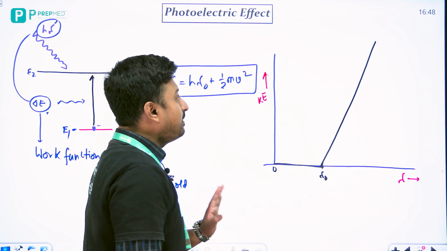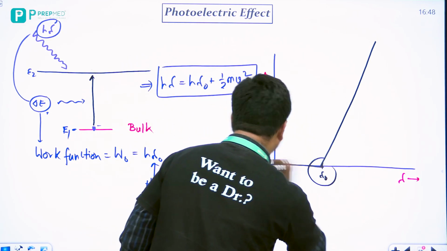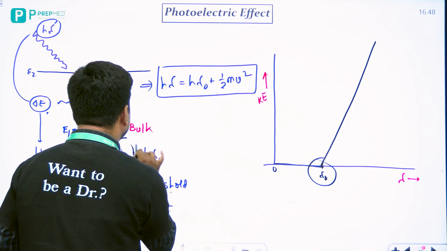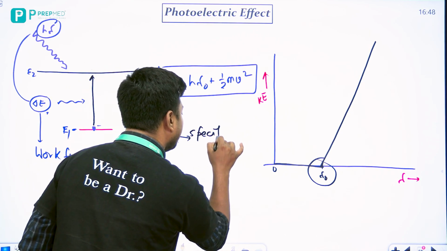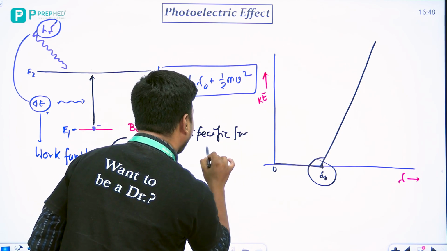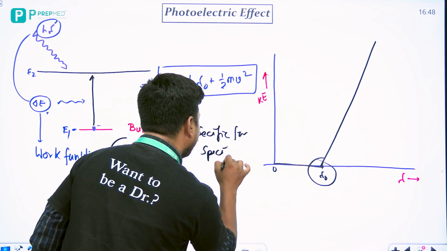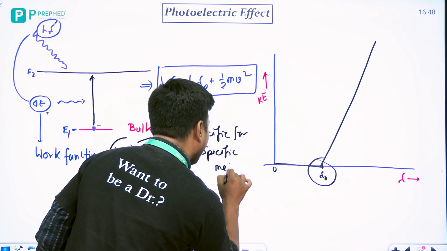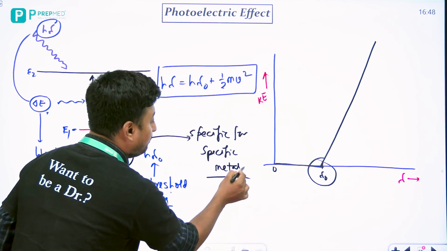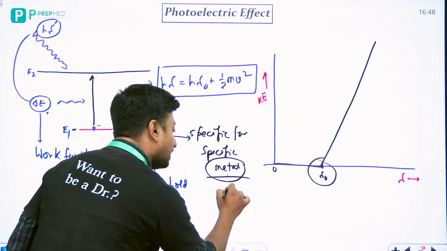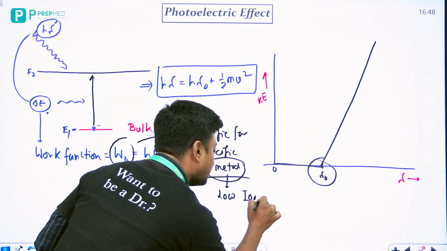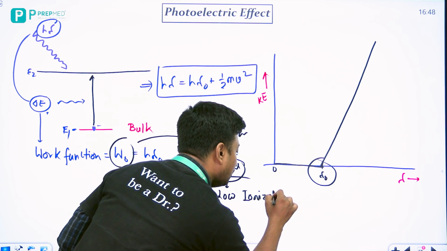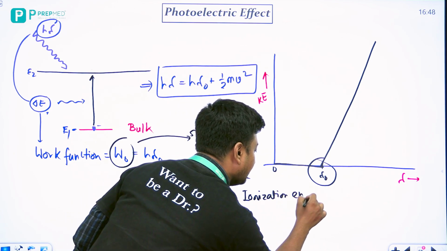And remember this always: this threshold frequency or work function is specific for specific metals. Another point is that the metal they have used will have a low ionization energy.